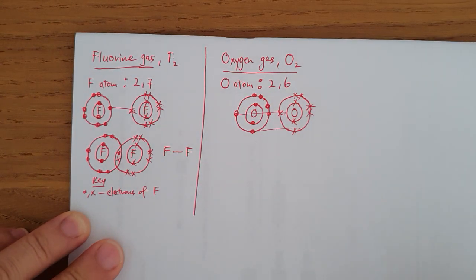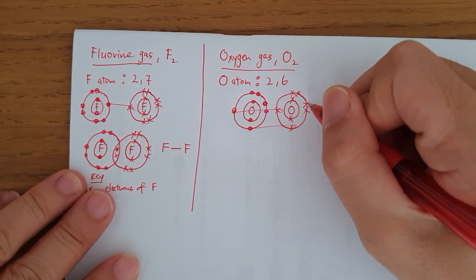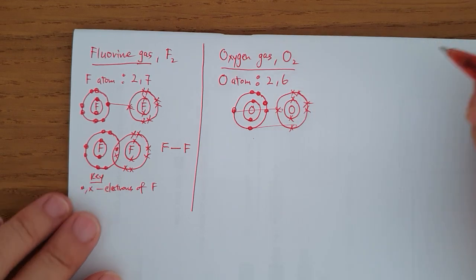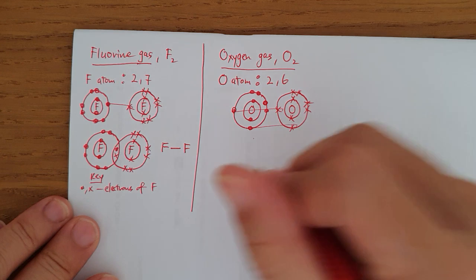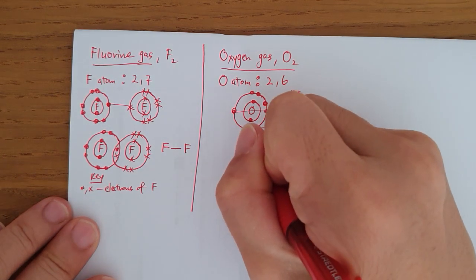It will be 4 electrons, and then on top of that I will have 1, 2, 3, 4 electrons on each of the oxygen atoms. Okay, so let's draw our O2 now.